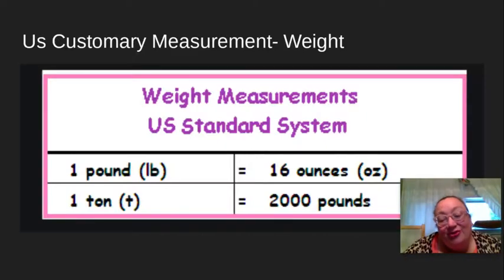All right, so for our chapter 11 lessons this week, we're going to talk about US customary measurement of weight. Now, when we're talking about weight, we're talking about how heavy something is and the gravitational pull. So that's all that sciencey stuff. But we need to understand that when we're weighing something, we're talking about how heavy it is, how much it's pulling down on the earth.